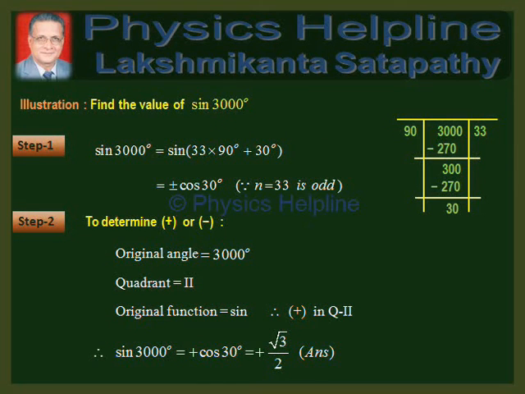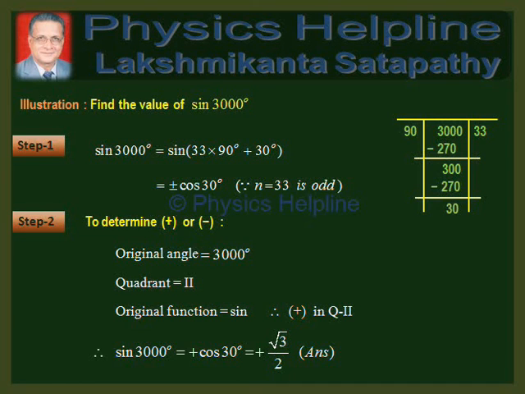Now we will find the value of sine 3000 degrees using this formula. In the first step, we will express the angle 3000 degrees as n pi by 2 plus theta. For this, we divide 3000 by 90, which gives a quotient 33 and a remainder 30. Therefore, we write sine 3000 is equal to sine of (33 into 90 plus 30), which is equal to plus or minus cos 30, since n equal to 33 is odd.